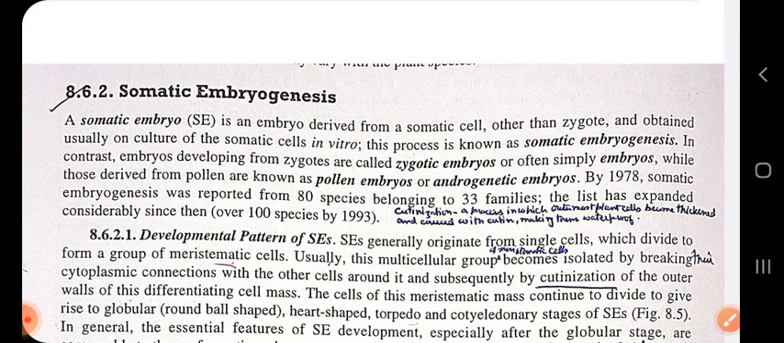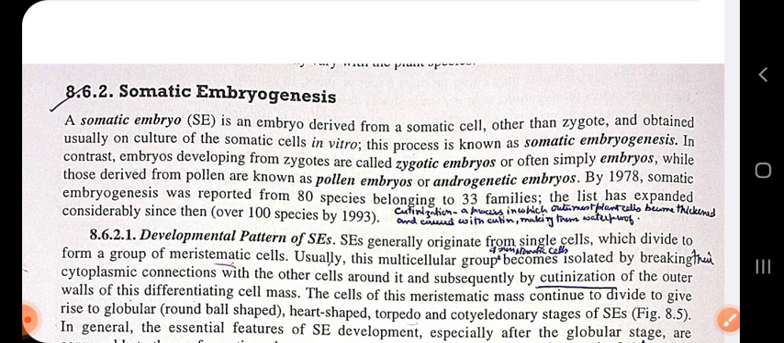It is saying that a somatic embryo is an embryo derived from a somatic cell, other than a zygote. So, other than a zygote, we are producing an embryo from a somatic cell, usually obtained on culture of the somatic cells in vitro. This process is called somatic embryogenesis.